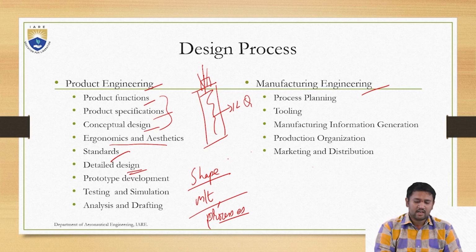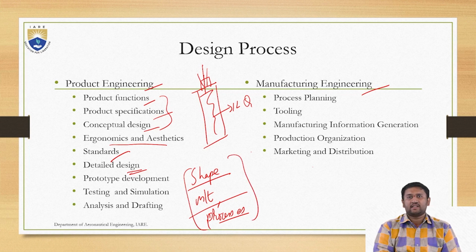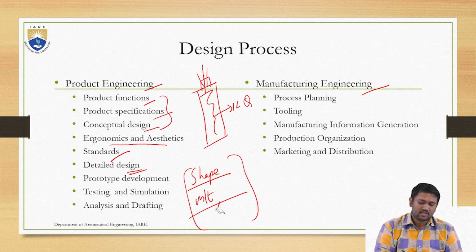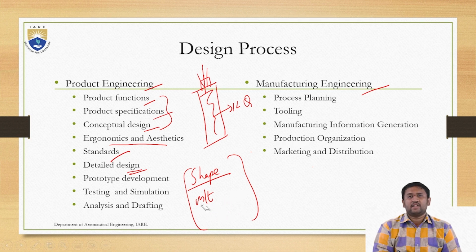All these are under your detailed design. If you are leaving the process out also, your shape and material, at least these two should be clearly mentioned in order to get your product out.